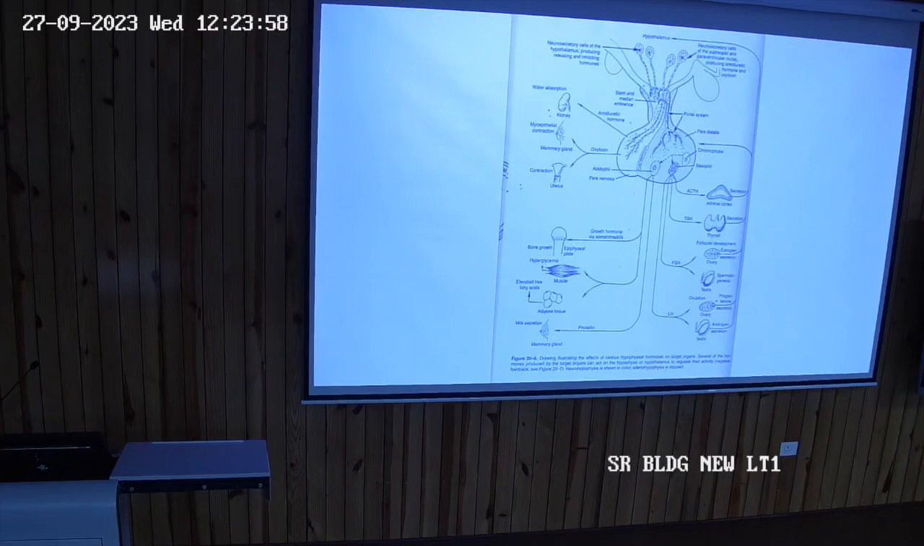For example, the releasing hormone comes to the pituitary gland and stimulates ACTH. After the stimulation, the pituitary gland forms the hormone called adrenocorticotropic hormone, and the hormone released from the pituitary gland reaching the thyroid gland is the thyroid stimulating hormone. So stimulating hormones are released from the pituitary gland, and their control is from the hypothalamus. How? By the releasing hormone.